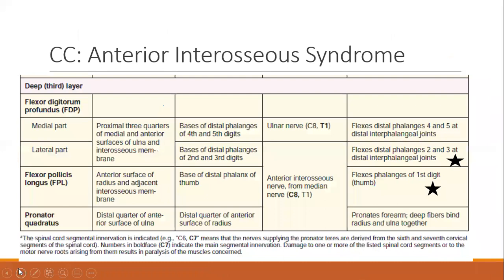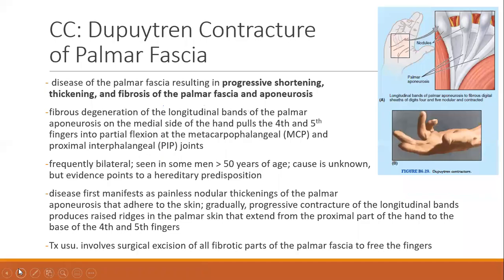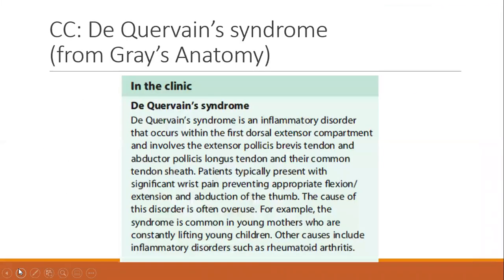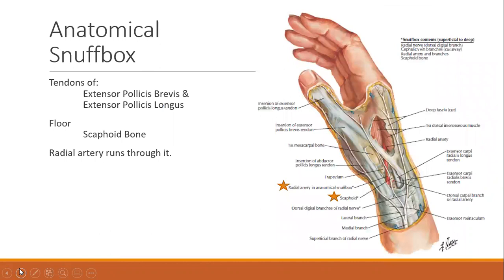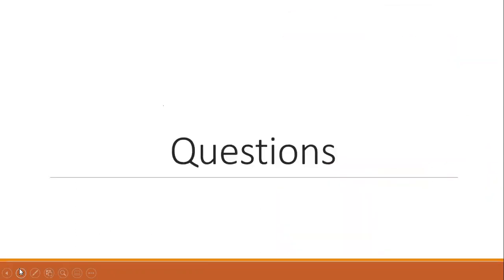Okay. We already talked about Dupuytren's contracture. And then these are just other things that I pulled out of Gray's Anatomy. And I think that was it.